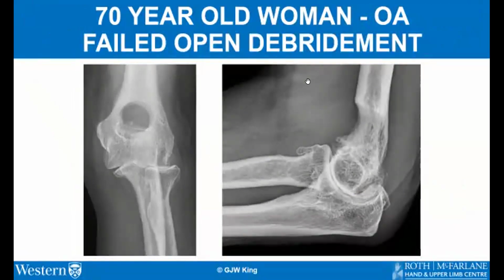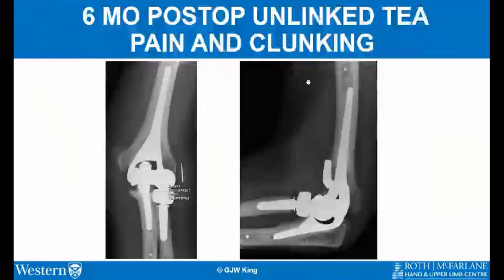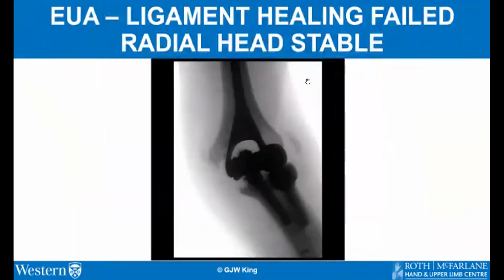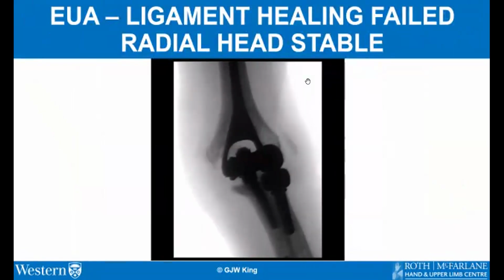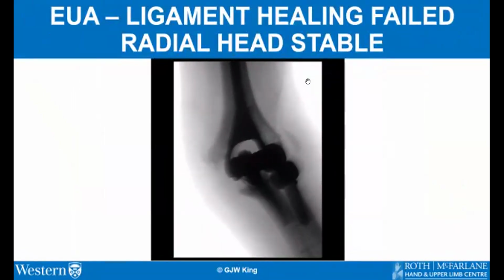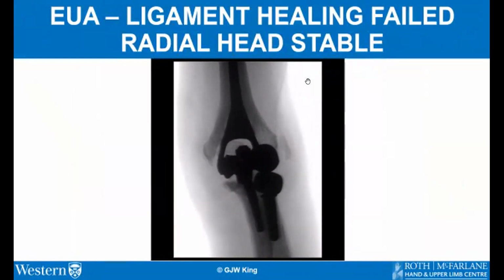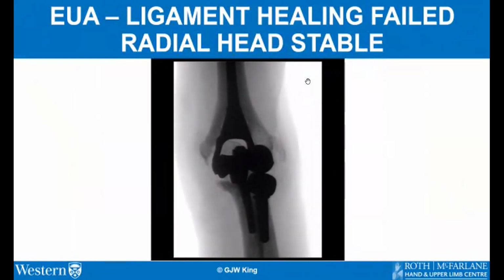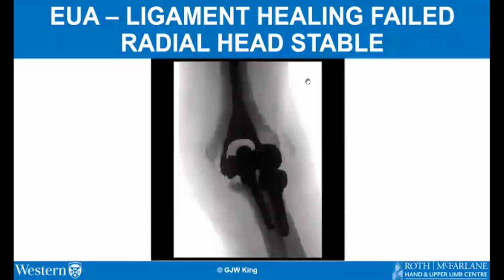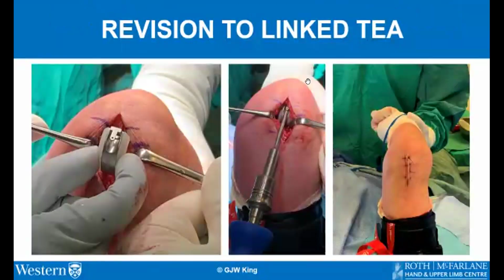As an example here, this is a 70-year-old woman with osteoarthritis who had failed prior debridements, including an Outerbridge-Kashiwagi procedure. 6 months following her unlinked total elbow arthroplasty, the patient complained of pain and clunking. When performing an examination under anesthesia, you can see that the medial collateral ligament did not heal, and the lateral collateral ligament similarly failed. The radial head, however, is maintaining stability, unlike our prior design. This was easily converted to a linked total elbow arthroplasty as an outpatient procedure through a small triceps splitting incision.